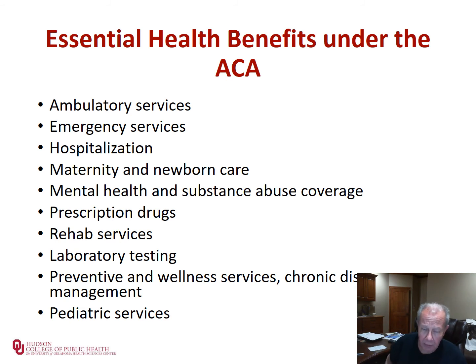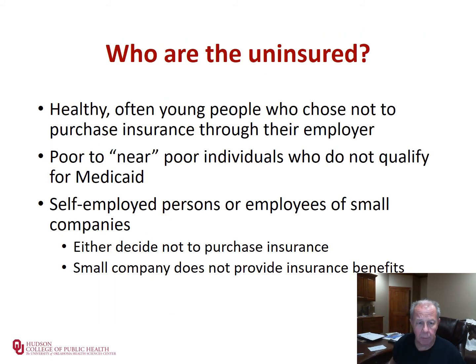Under the Affordable Care Act, these are the things that any Affordable Care Act health plan has to cover: ambulatory services, ER services, hospitalization, maternity and newborn care. It turns out that that's incredibly important because if we don't cover maternity care, we end up with babies that are incredibly expensive if they need to be in a neonatal intensive care unit. Of course, mental health and substance abuse coverage, prescription drugs, rehab services, laboratory testing, preventive and wellness services, chronic disease management, and pediatric services. These are all required as essential benefits under an Affordable Care Act sponsored health plan.